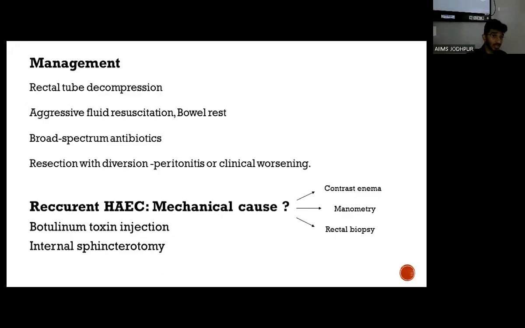For management, if a patient has no signs of peritonitis or necrosis, we consider rectal tube decompression and thorough washouts for the patient. Otherwise, along with it, aggressive fluid resuscitation and bowel rest are required, along with broad-spectrum antibiotics. In severe cases, that is worsening peritonitis or clinical worsening, a resection with diversion may also be required.